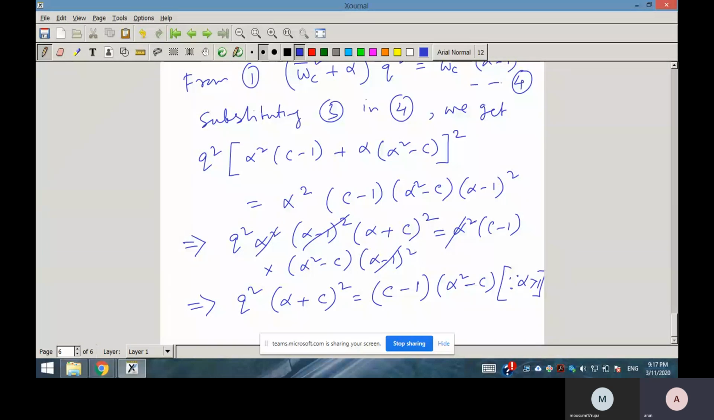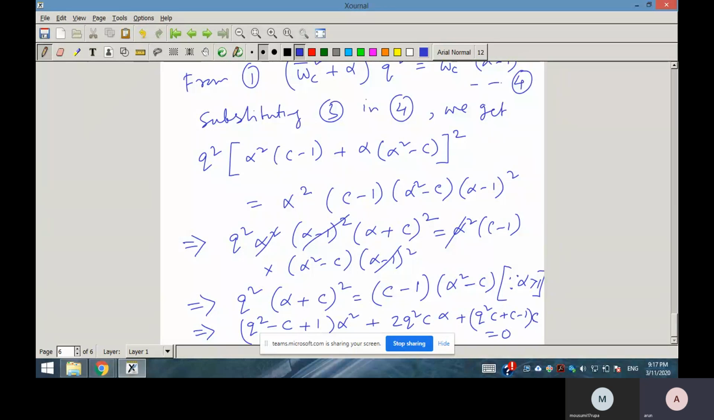So that's why we have cancelled these things. If alpha is equal to 1, you cannot cancel. So this will imply, this equation, you will get q square minus c. If you simplify this kind of quadratic equation, you will get (q square minus c plus 1) into alpha square plus 2q square c into alpha plus q square c plus (c minus 1) into c. This is equal to 0.